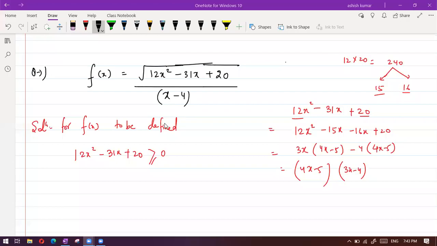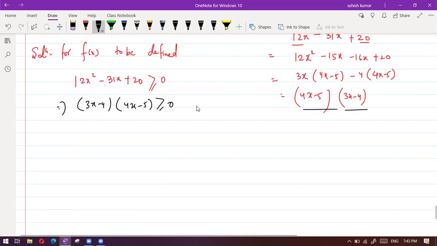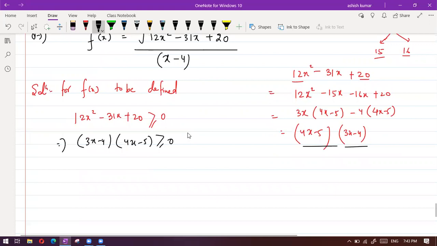Okay, so coming back to the quadratic equation, 12x² minus 31x plus 20. We know that the factorized form of this one is (4x minus 5)(3x minus 4). Just in place of this quadratic expression, you write (3x minus 4)(4x minus 5) greater than or equal to 0. I'm not talking about the denominator, I'm just talking about the numerator first. We'll talk about the denominator also when we write the domain.